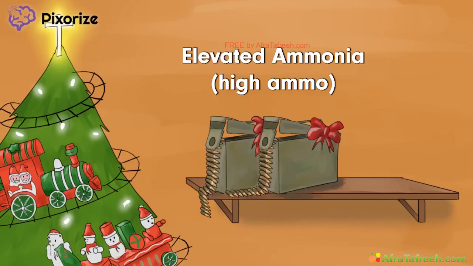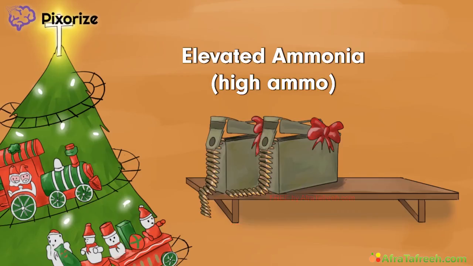This ammo is a recurring symbol for ammonia, and it's elevated on the shelf to remind you that ammonia levels are elevated in ornithine transcarbamylase deficiency. Hyperammonemia is another term for elevated ammonia in the blood, and this presents mainly as lethargy or asterixis, which is a flapping of the hands when the wrists are extended backwards.